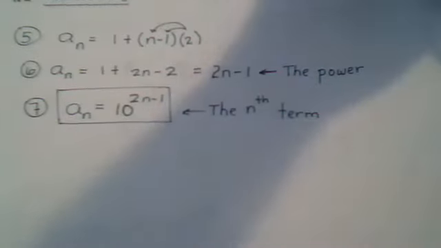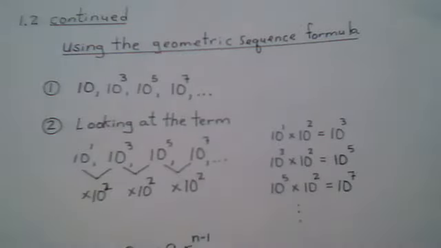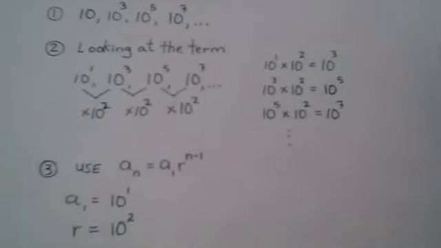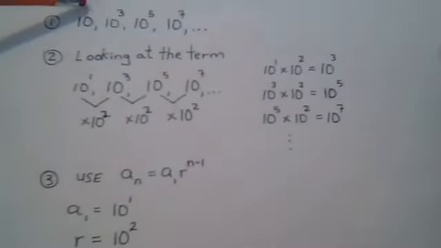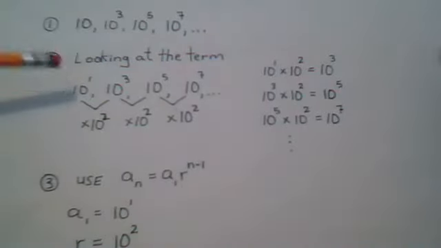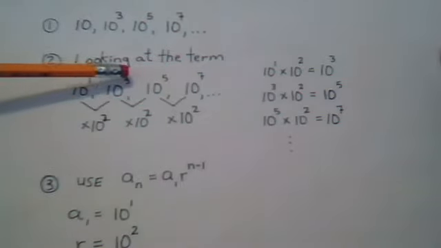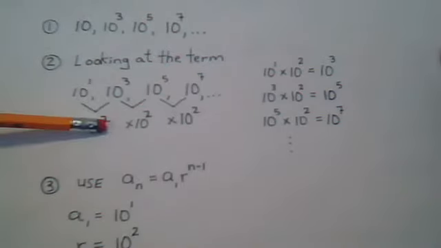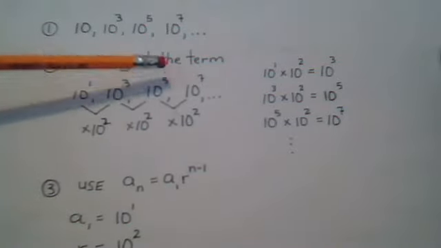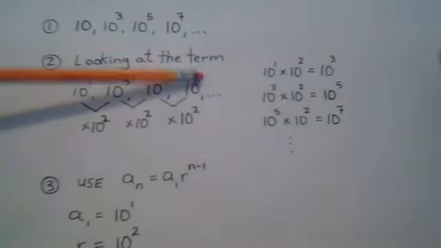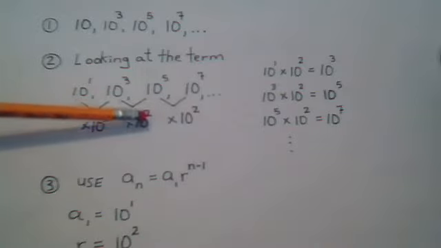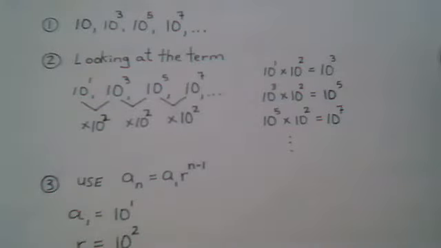Now we're going to do the same problem, get the same answer, but we're going to approach it through the geometric sequence formula. This time, instead of just concentrating on the powers, we're going to go ahead and take the whole term. That means the 10 is going to be included. So notice how the 10 to the first becomes 10 to the third. You multiply times 10 to the second. And then 10 to the third times 10 to the second is 10 to the fifth. 10 to the fifth times 10 to the second is 10 to the seventh. And notice each time I multiply times the same number. Therefore, this is a geometric sequence.